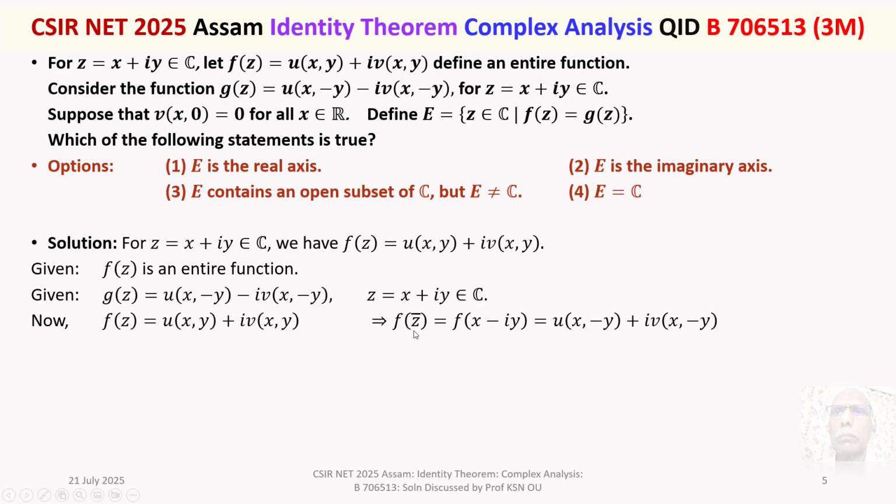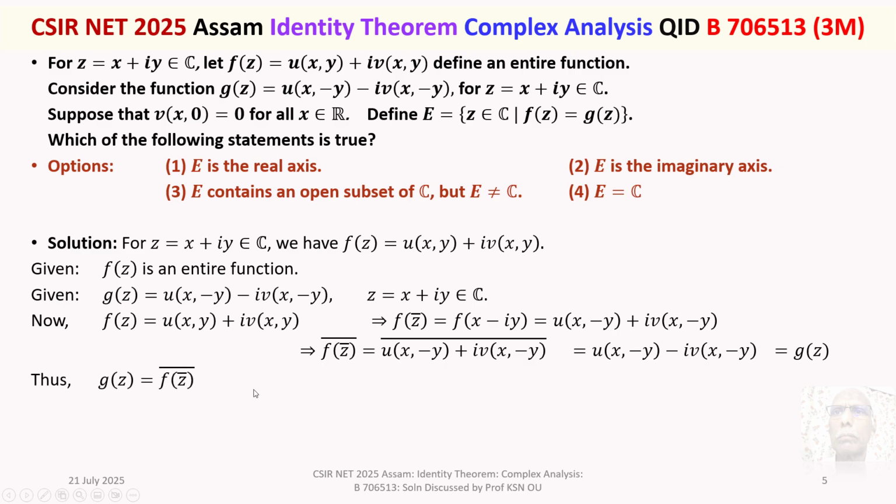Now for this, take the conjugate of the whole of f(z bar). So the conjugate of f(z bar) is equal to the conjugate of u(x,-y) + iv(x,-y), which is equal to u(x,-y) - iv(x,-y). It is precisely g(z). So what we have is that g(z) is the conjugate of f(z bar). Right. Now, this is what we have.